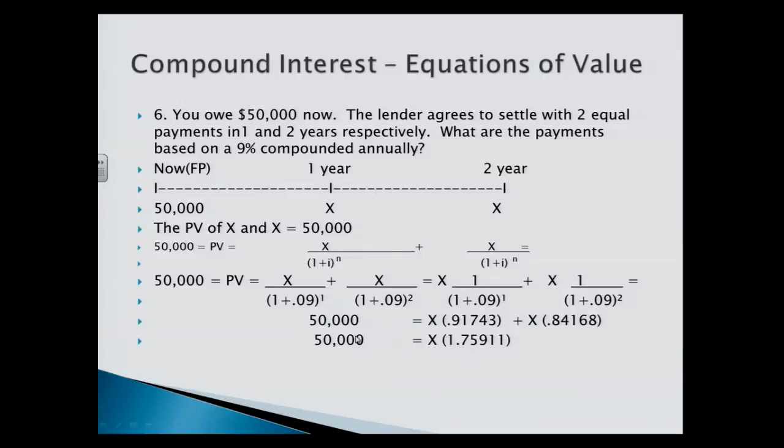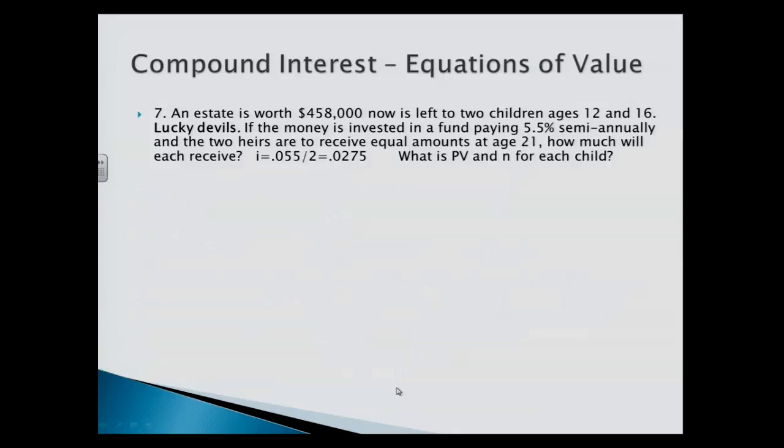Now we do a little bit of algebra. We divide both sides by 1.75911. This cancels out, and we get X to be $28,423.46. So we owe $28,423.46 here, and $28,423.46 here. You cannot just split 50,000 into 25,000 and 25,000 because these have generated interest. This one has generated interest for a year, and this one has accumulated interest for 2 years. So the rule of thumb is, if we're going to have a focal point now, these 2 X's added up together will have to exceed 50,000 because they've accumulated interest. So the answer, $28,423.46, makes sense.